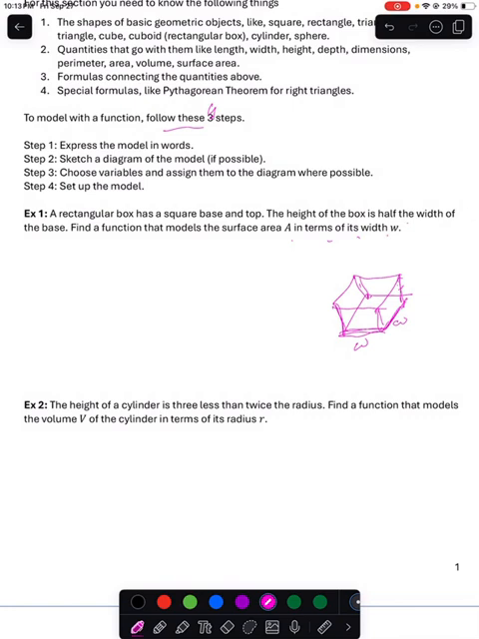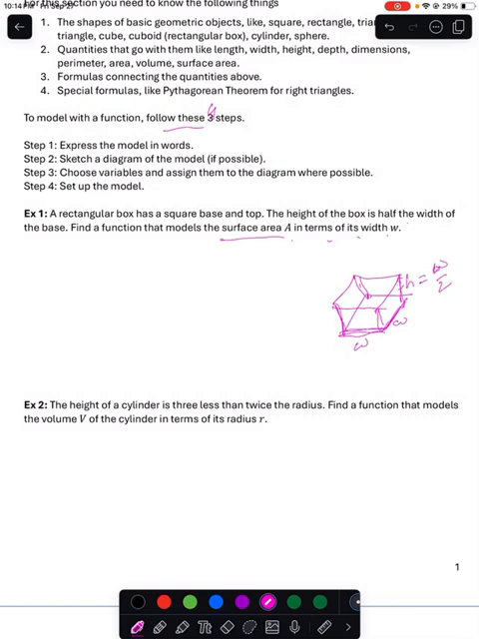So the area of the base will be W squared, right? And the area of the top will also be W squared. We will come to that in a minute, but first, what is the relation for the height? If you say h is the height, then h is w over 2, because it's half the width. And now we have to write the surface area of the box.